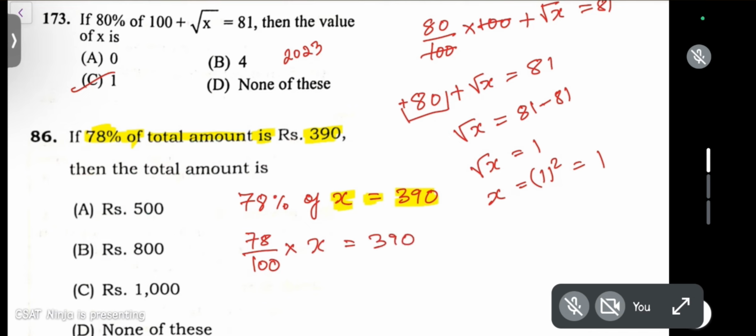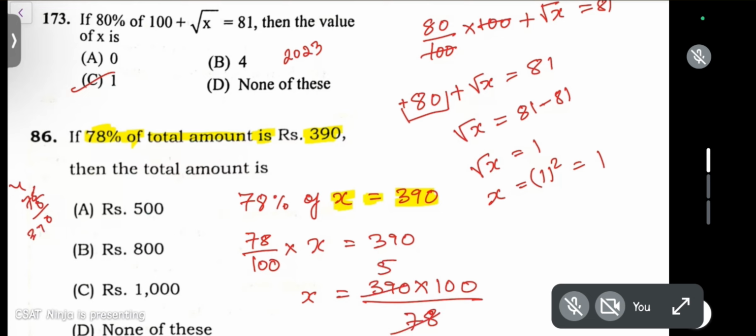So what do we have here? X is nothing but, if I transfer it to the other side, it will be 390 into 100. Transferred to the other side, 100 will be in the numerator, and this 78 transferred to the other side will be in the denominator, which is 78 here. So maybe 78 into 5. 78 into 5 is how much? 78 into 5 is 390, which means we get 5 into 100 is 500. So the answer here is 500.